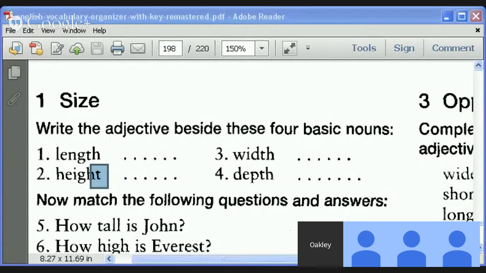Now, the thing is, here with these size things, it all depends on how you're looking at something. Let me stop the screen share and kind of try to demonstrate the idea here.